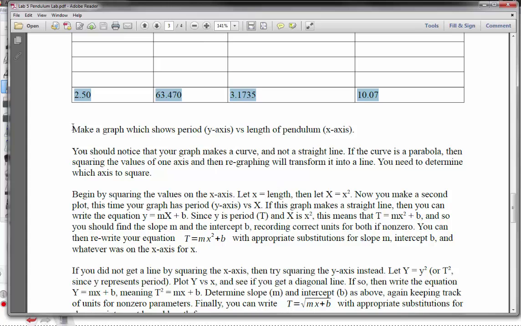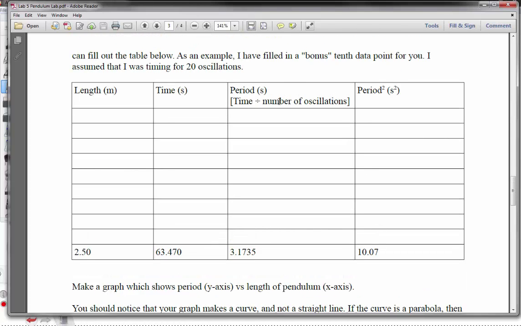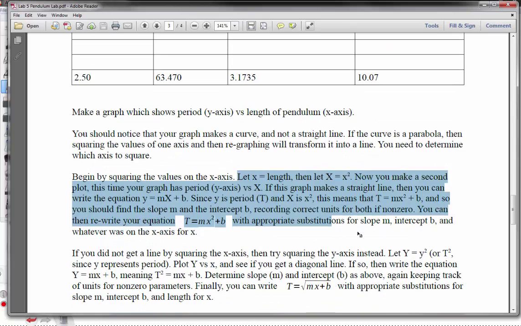One is that you make a graph that shows the period versus the length of the pendulum. So I'm not going to try to draw that graph just now. I have a whole separate video in which I talk about not only this step but also the squaring an axis step. So you could think of this as your period, big T, and you could think of this as period squared, big T squared. That's essentially what we're doing here.